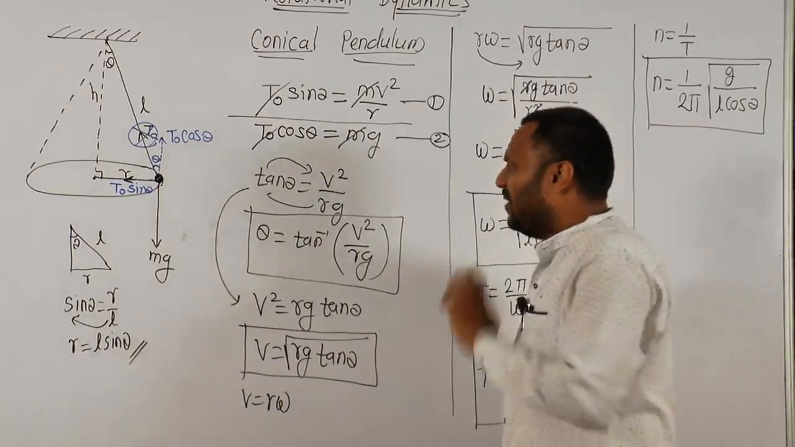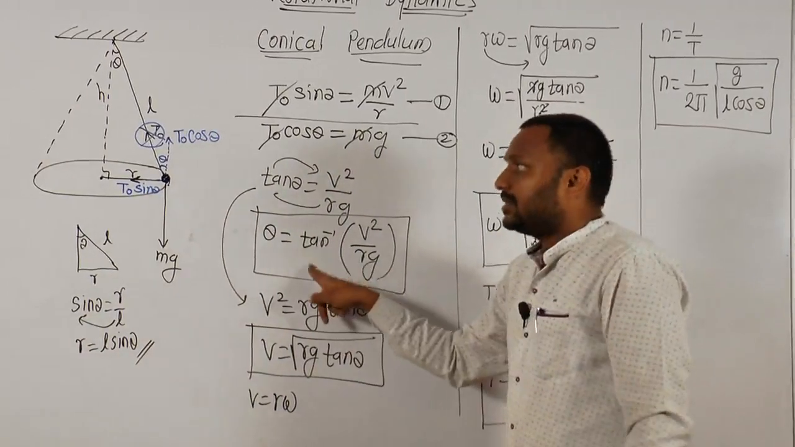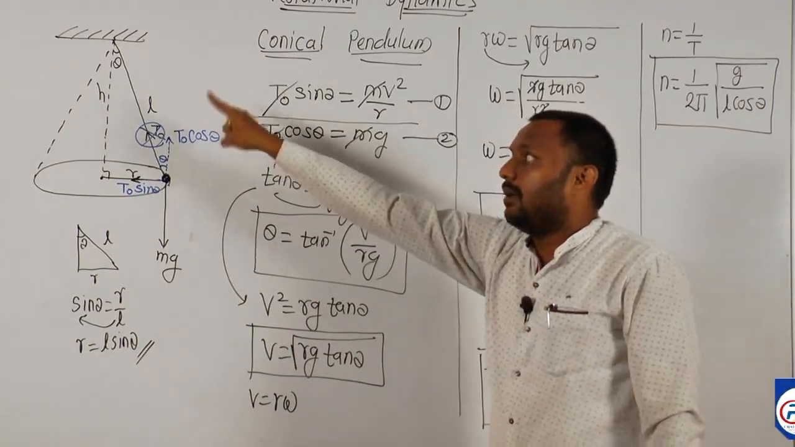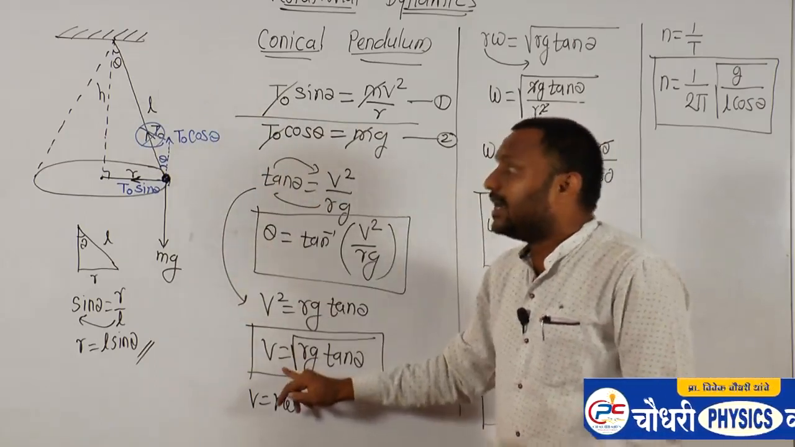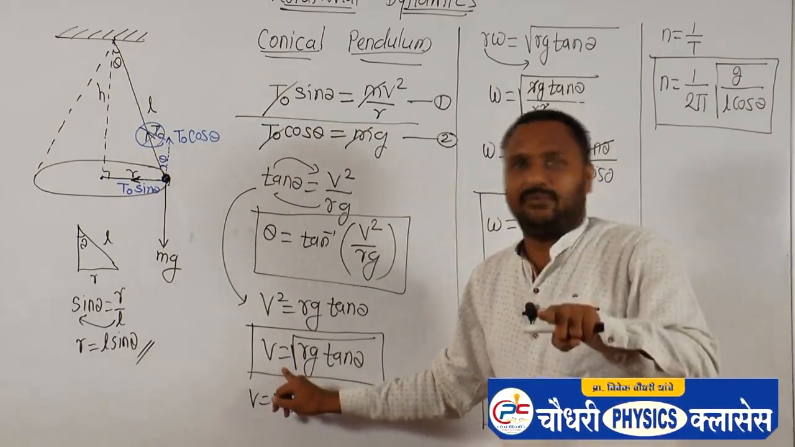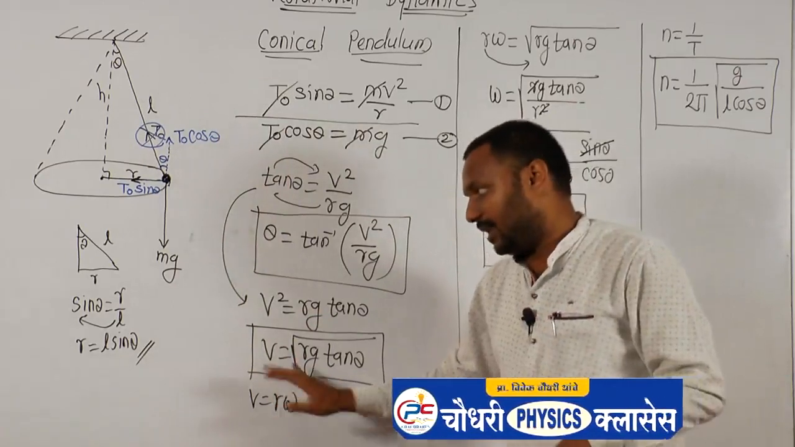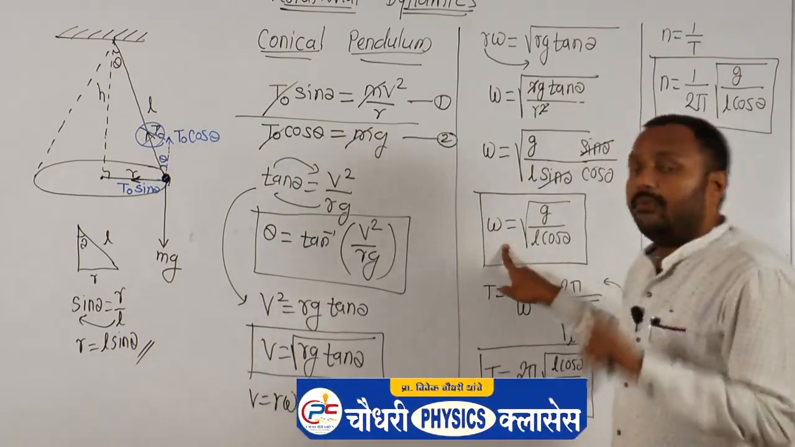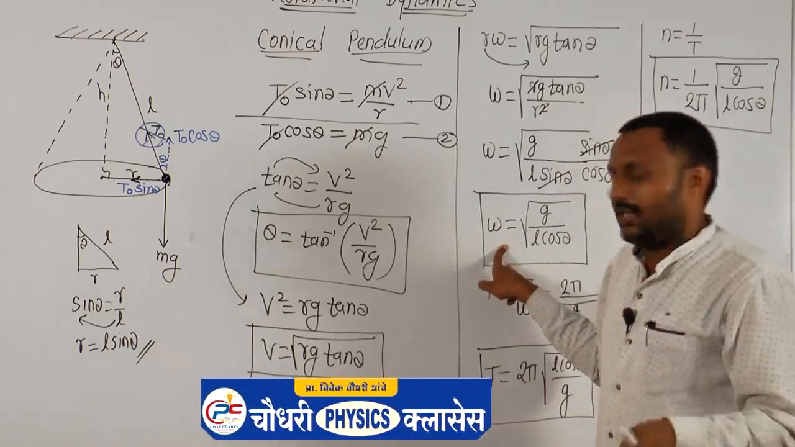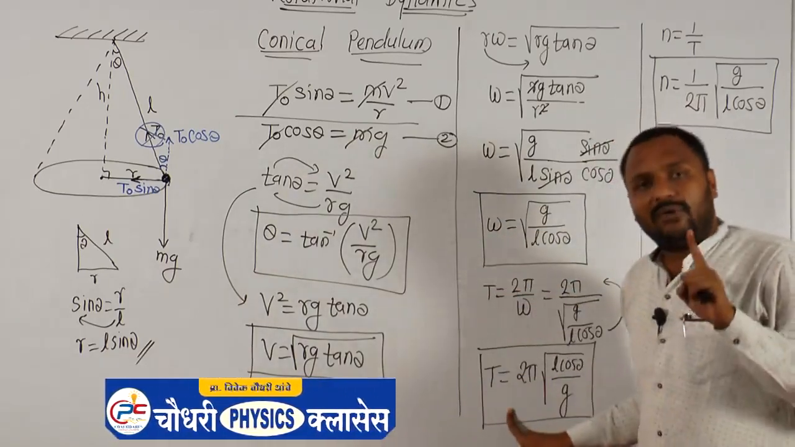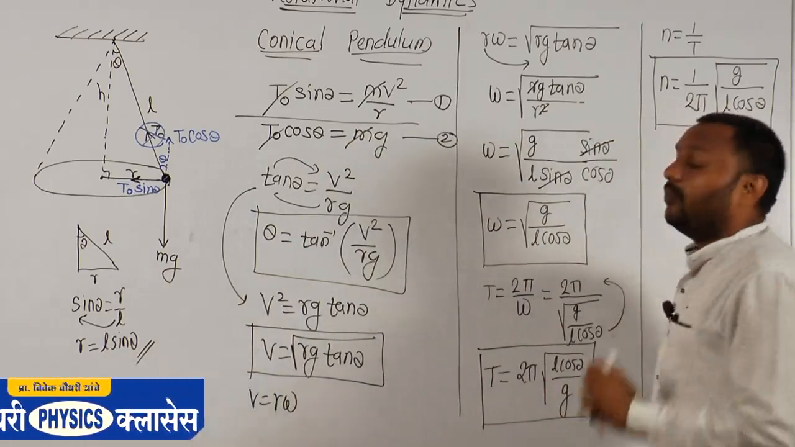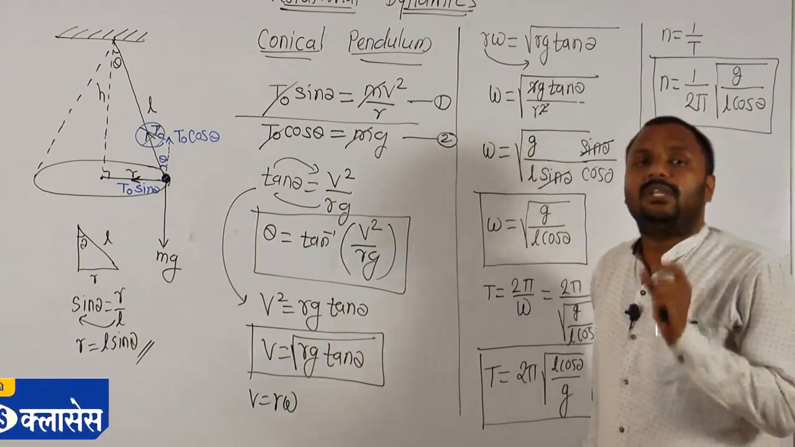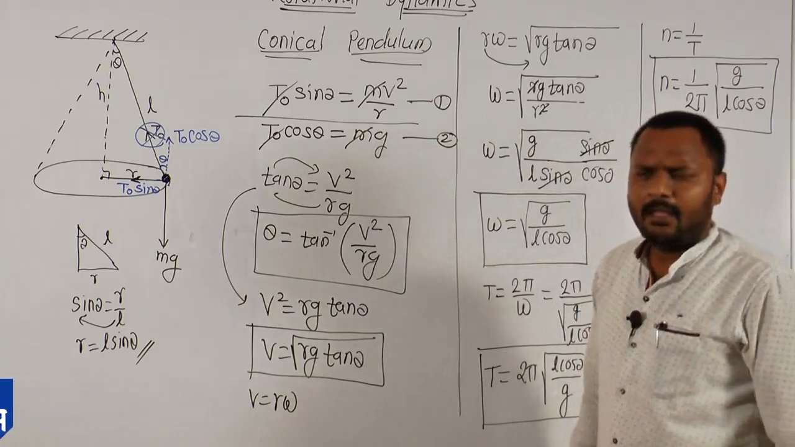Now observe all the formulas. The first is to find the angle made by the pendulum with the vertical. The second, we can find its linear velocity using that formula. The third, we can find the angular velocity. The fourth, we can find the periodic time, and the fifth, we can find the frequency of the conical pendulum.